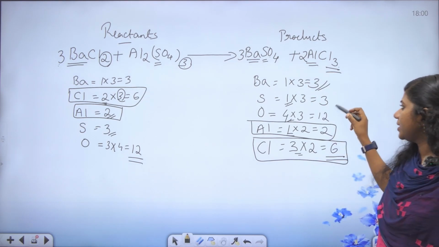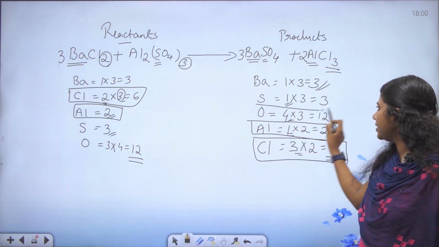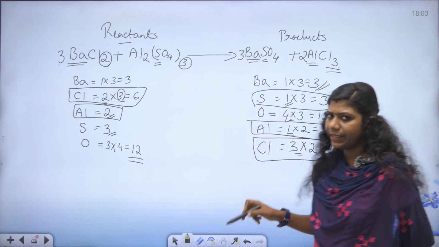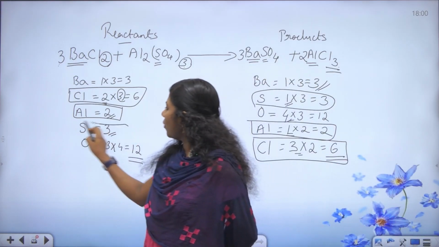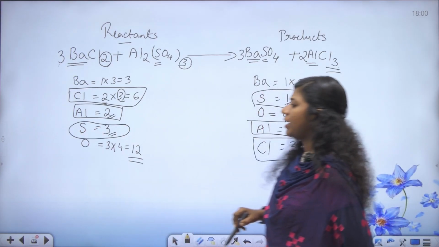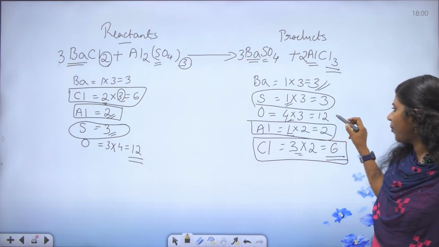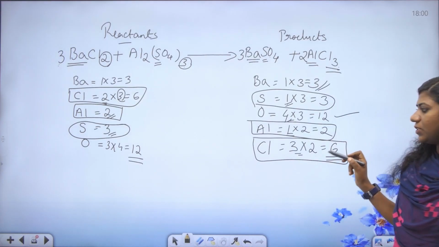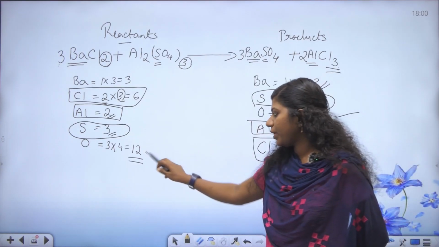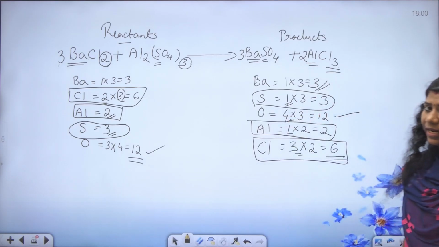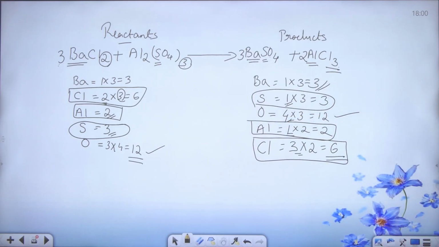Okay, on the product side, the number of sulfur atoms is 3. And on the reactant side, the number of sulfur atoms is also 3. On the product side, the number of oxygen atoms is 12, and on the reactant side it is also 12. Now this equation is balanced.